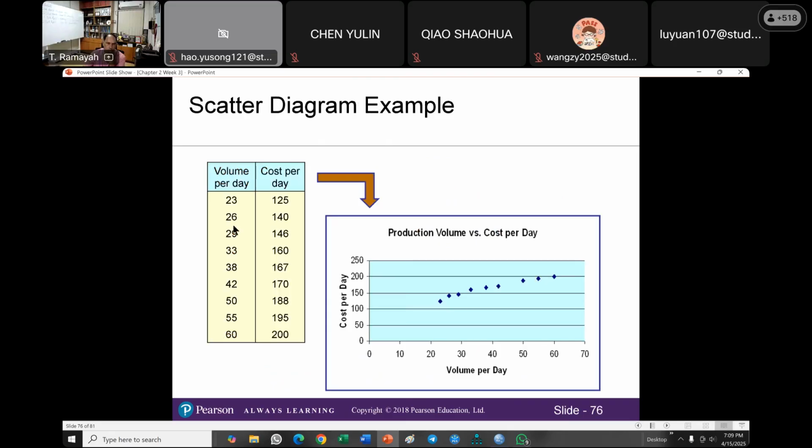The volume per day, this is the number. And then we want to see the cost per day. So does the volume influence your cost per day? The more volume we have, the more cost we will need, right? So that's why the number is increasing. You can see the trend is going up. The more volume per day, the more cost per day you need to incur. Which is not counterintuitive, right?